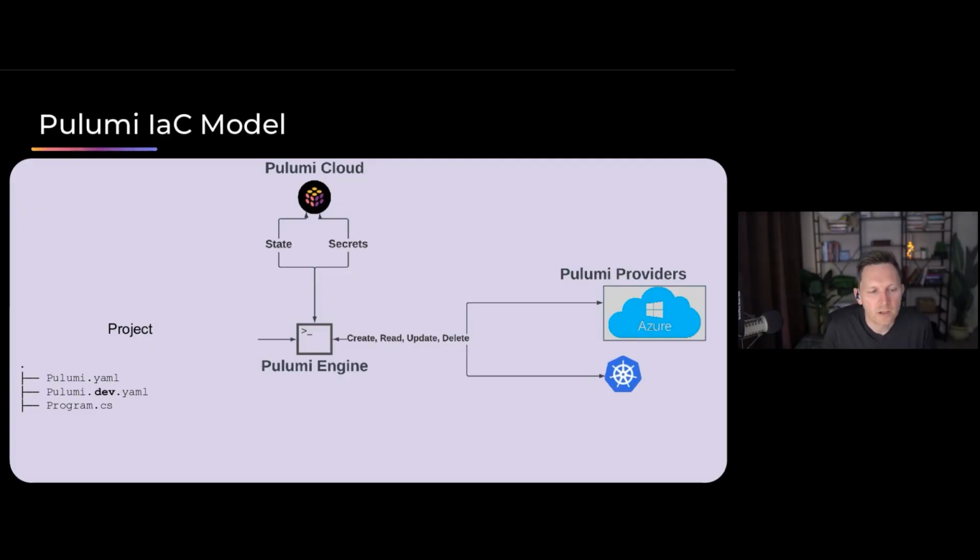Specifically, it looks like this. We're going to have a project. We're going to have our program.cs, and in that, we'll describe our resources. And then when we run our Pulumi up, the Pulumi engine is going to compare what we've described with the state of the world. And then it's going to apply create, read, update, delete operations into our Azure cloud to make sure Azure matches the state of our program.